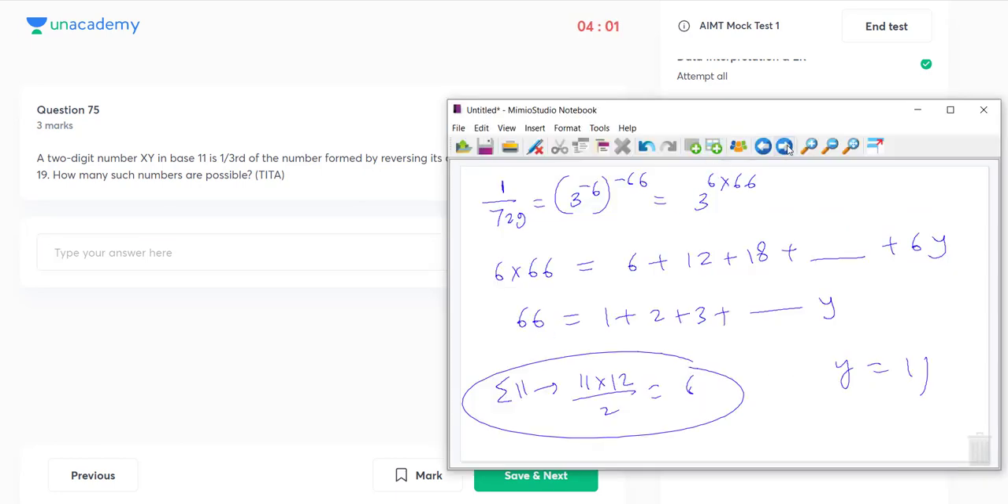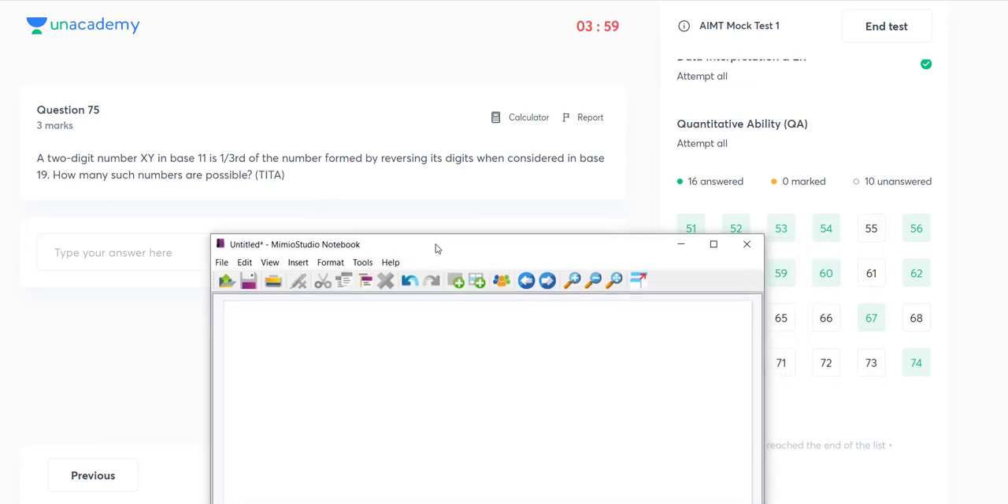Okay, a two-digit number xy in base 11, that is going to be 11x plus y in the decimal system, is equal to 1/3 of the number formed by reversing, yx in base 19, which means 19y plus x. Okay, so let's multiply it by 3. 33x plus 3y is equal to 19y plus x.